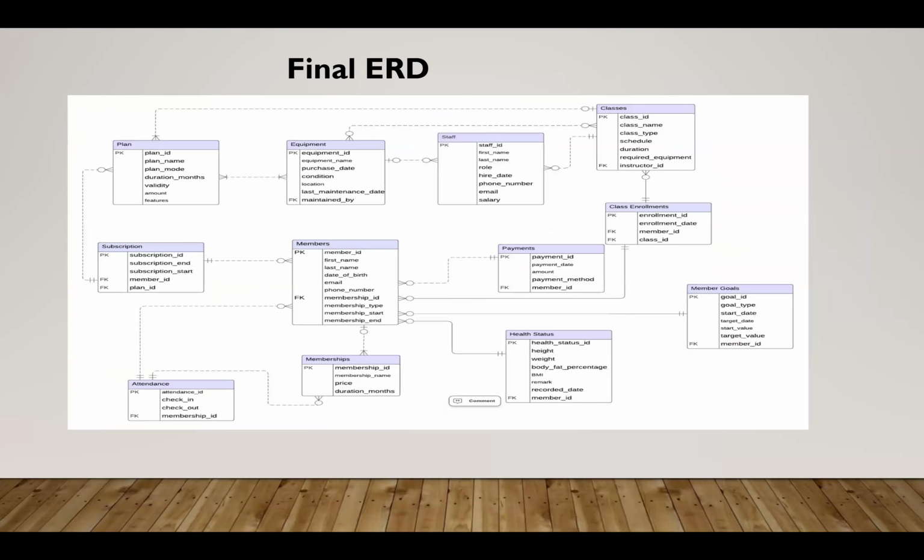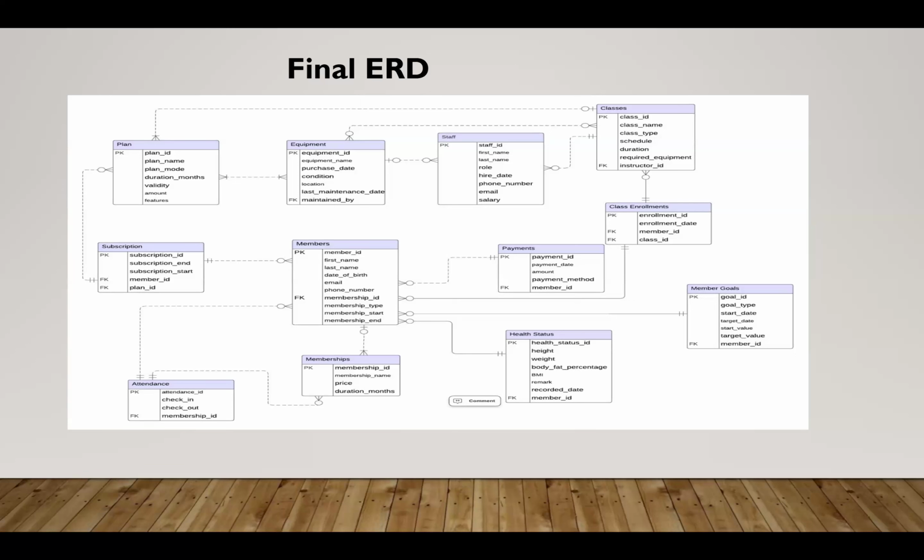Next. And then we have our ERD. I'll just talk about the important tables. So we have the plan table. A plan can have many subscriptions. A subscription references a specific plan through the plan ID. And then we have members table. A member can have multiple subscriptions. A member can make multiple payments. And then a member's attendance is tracked via the membership ID. And then a member can have multiple health status records, and then multiple classes, multiple fitness goals.